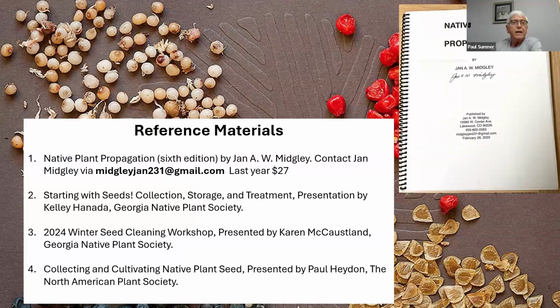Well, we've come to the end, and this is some of the reference material. This is the email of Jan Midgley. If you want to order her native plant propagation book, last year it was $27 plus shipping. All you need to do is email her, tell her you want a book, and she'll email you back and tell you how much it costs.